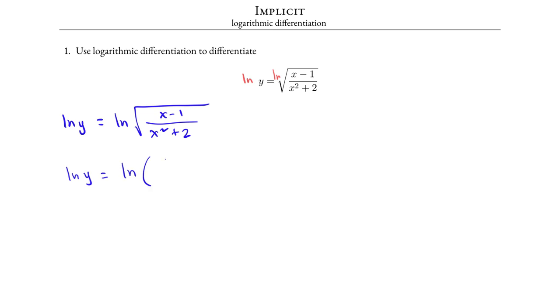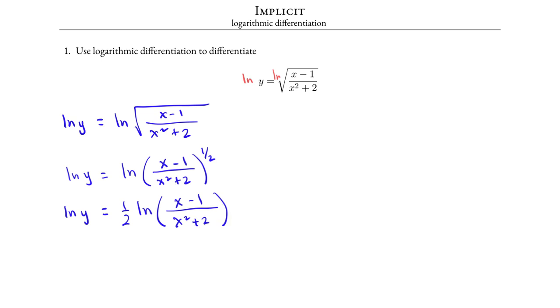The square root is the 1/2 power, so we will rewrite the square root as the argument of the square root, the same, but raised to the 1/2 power. This will allow us to move the 1/2 to the front of ln. So on the right hand side, we now have 1/2 ln of (x minus 1) over (x squared plus 2). And we can expand this further.